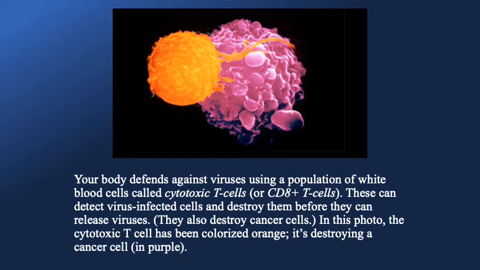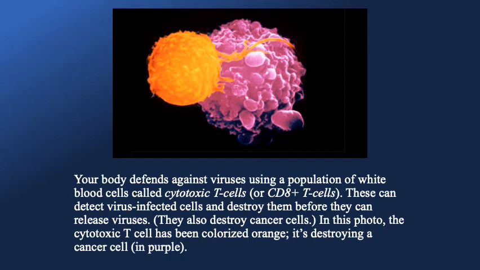You defend against viruses using a population of white blood cells. Generally, these are called lymphocytes. More specifically, this is a population of cells called cytotoxic T cells. They move freely through the body, and they can even slip in between cells in many of your tissues. They can wander wherever they need to go, and they detect virus-infected cells and bind to them and cause them to break up. They destroy virus-infected cells before the infected cells can release more viruses.